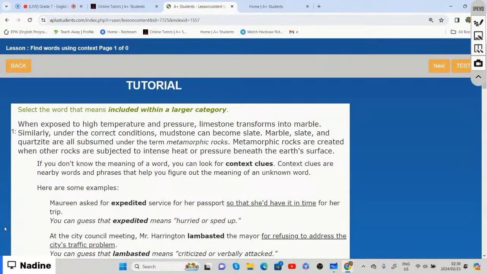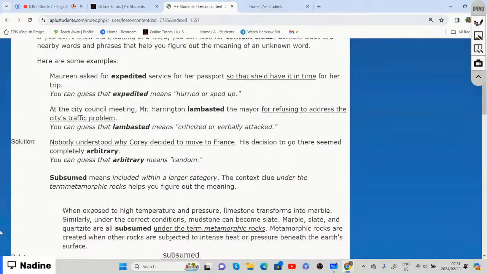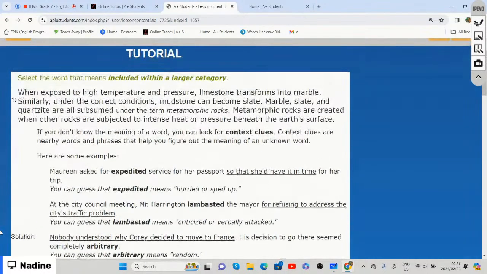So here they're saying when exposed to high temperature and pressure, limestone transforms into marble. Similarly, under the correct conditions, mudstones can become slate. Marble, slate, and quartzite are all subsumed under the term metamorphic rocks. And when it's subsumed under that term, then we can say all of that is under the word metamorphic rocks. So it's including a larger or bigger area.